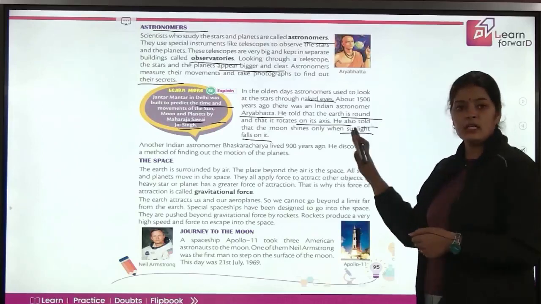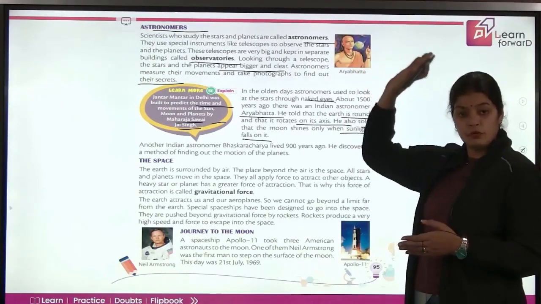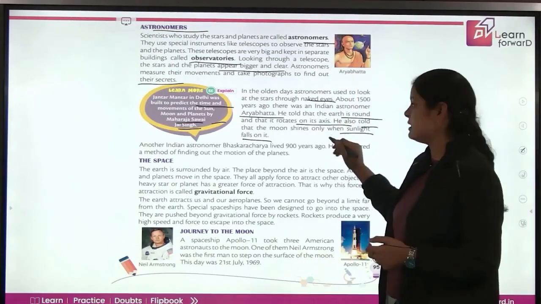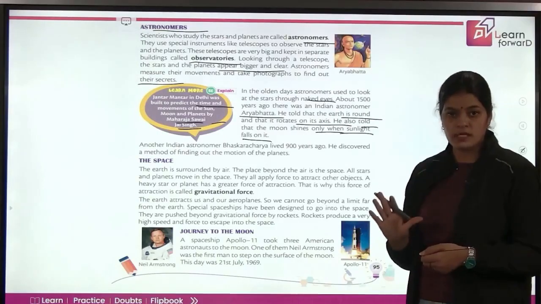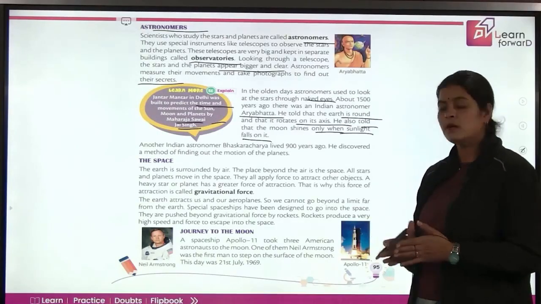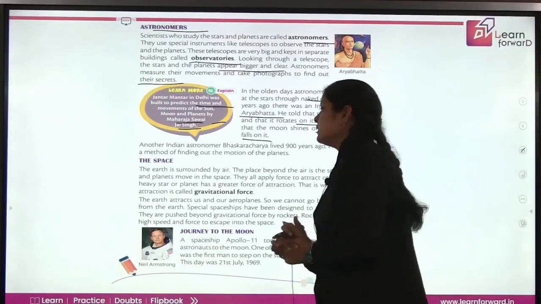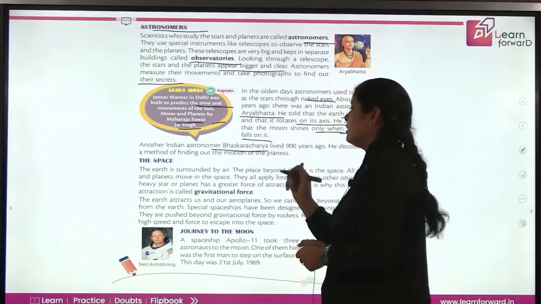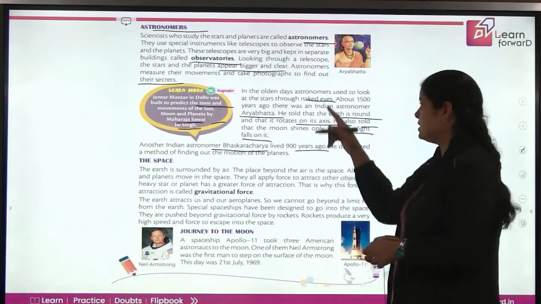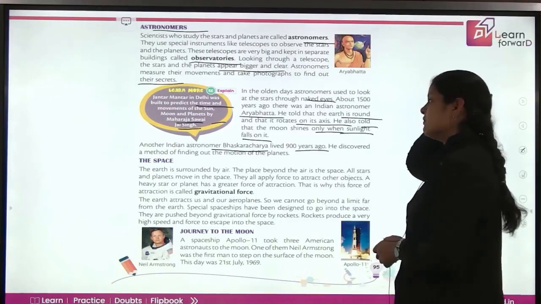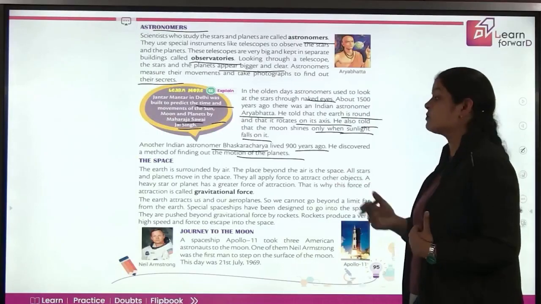We are studying this, and it was calculated and given 1500 years ago by an Indian scientist, who said that the moon is an illuminated object. It cannot produce its own light, but only reflects the light of the sun. Another Indian astronomer, Bhaskaracharya, lived 900 years ago, after Aryabhatta. He discovered a method of finding the motion of the planets. So this was very rich.